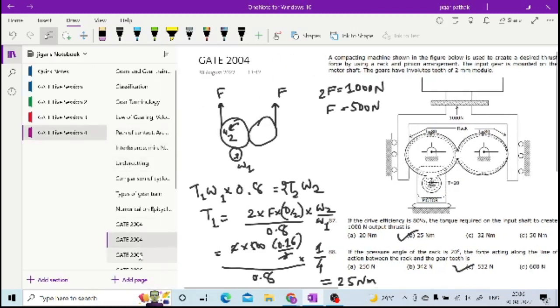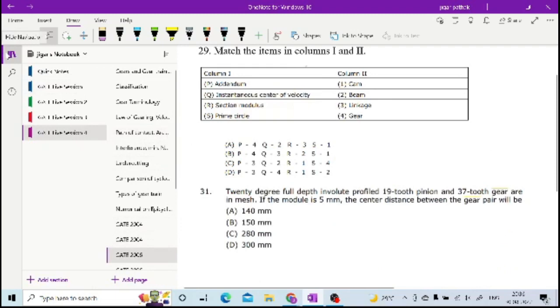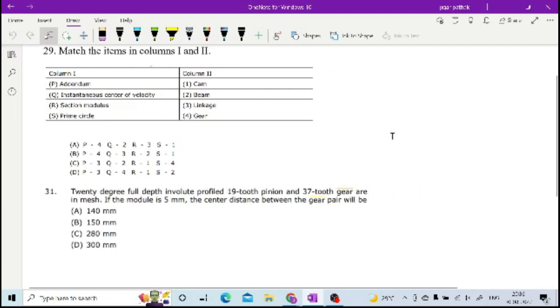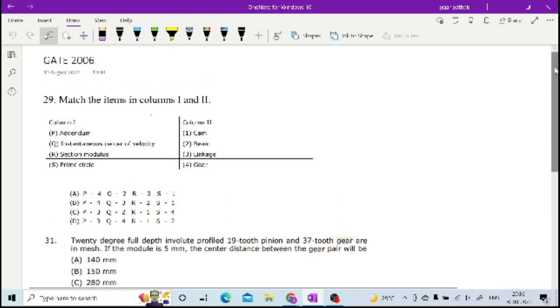Now when you go to the next one, then here it is simple, right? You can type in your answer in the chat box quickly, A, B, C, D. You can see on the screen this question number 29 from 2006. You can quickly type in your answer in the chat box.